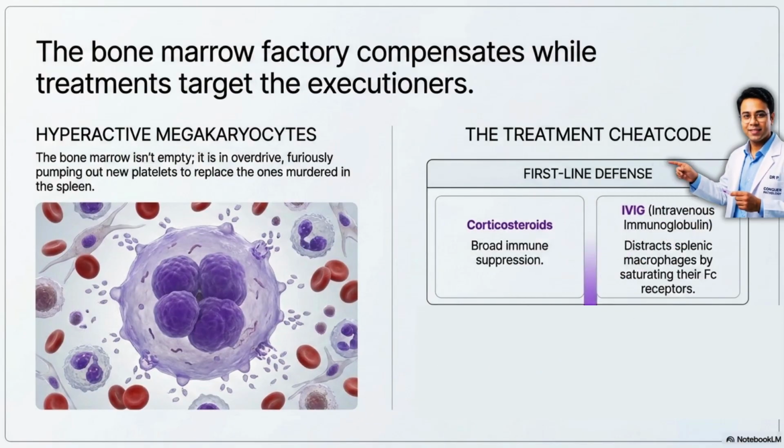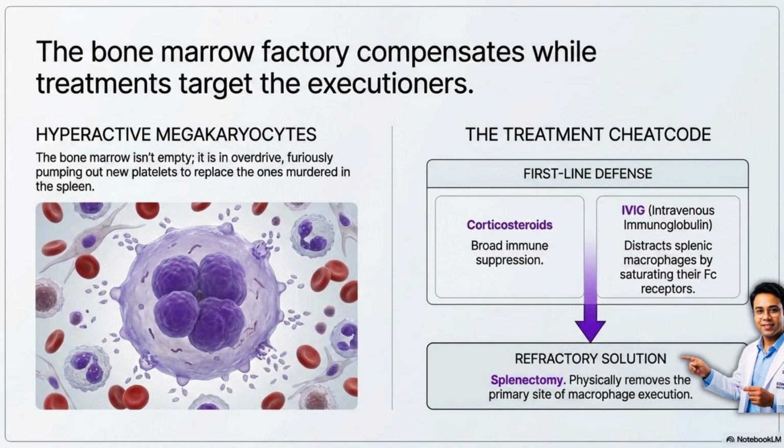Here is your treatment cheat code. Our first-line defense includes corticosteroids for broad immune suppression alongside IVIG. Intravenous immunoglobulin essentially distracts the splenic macrophages by saturating their Fc receptors. If the patient is refractory, the definitive solution is a splenectomy, which physically removes the primary site of macrophage execution.